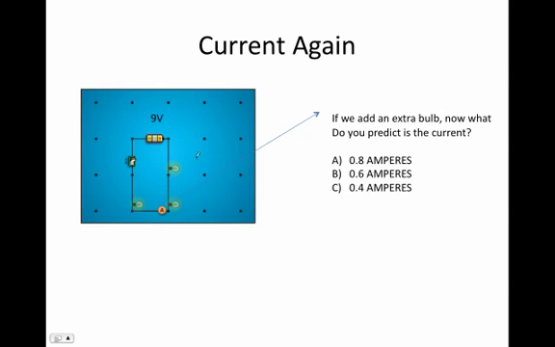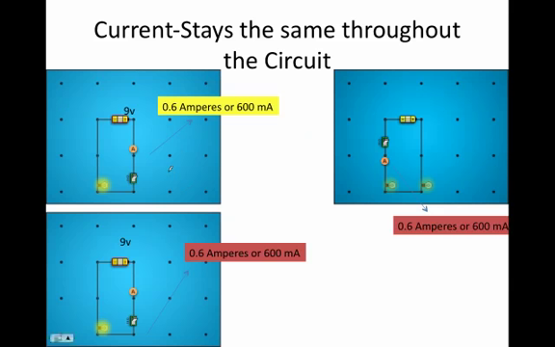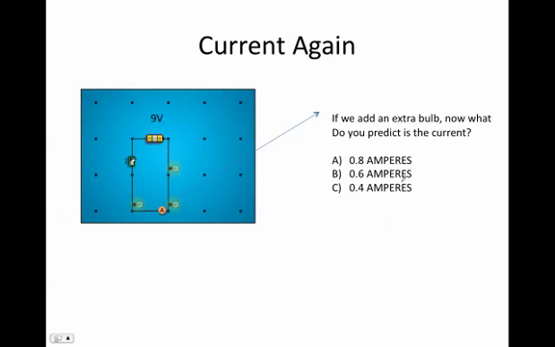Let's look again. We have a 9-volt battery. Now we've added, compared to this picture where there's just 2 bulbs, a third bulb. Now what do you guess would happen if we measured the current? Remember, it could be anywhere along here.